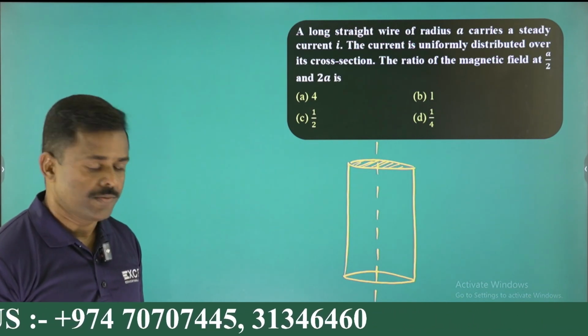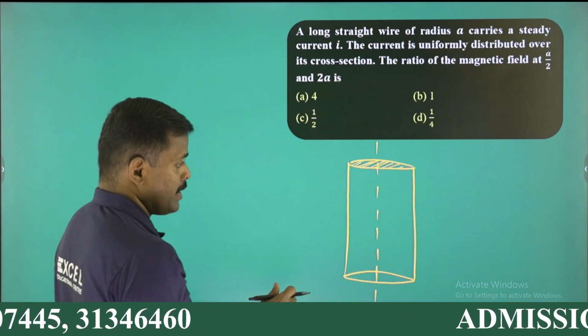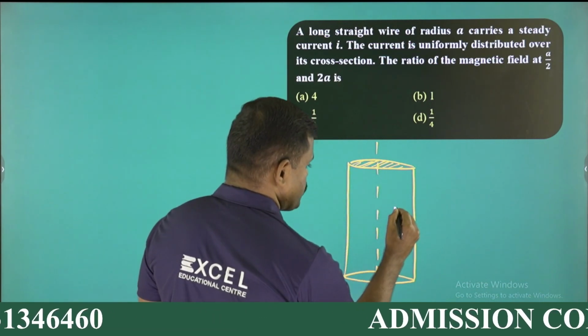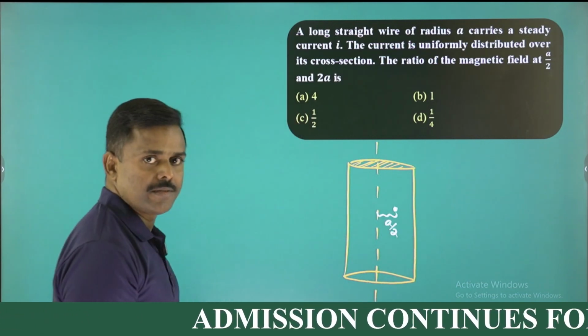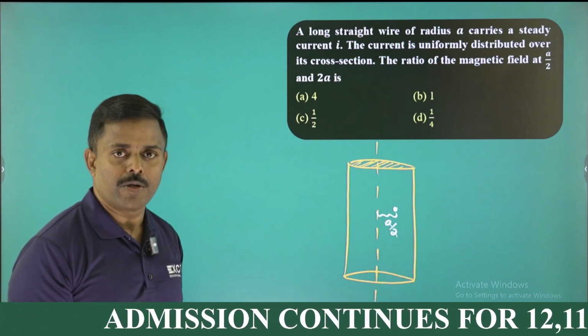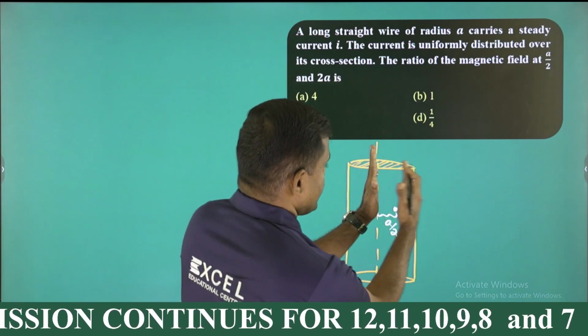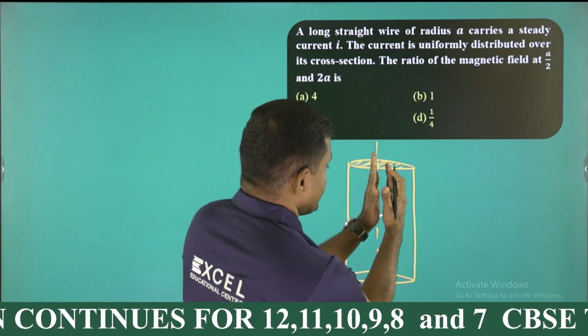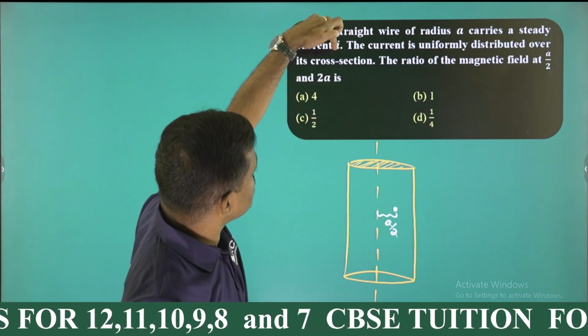Where is A by 2? A is the radius, right? So A by 2 must be an inside point, because A is the radius of the cylinder. A by 2 means half the radius. So it must be an inside point.